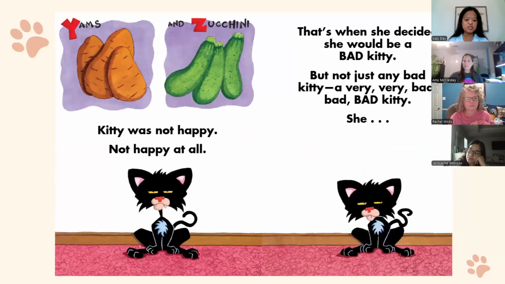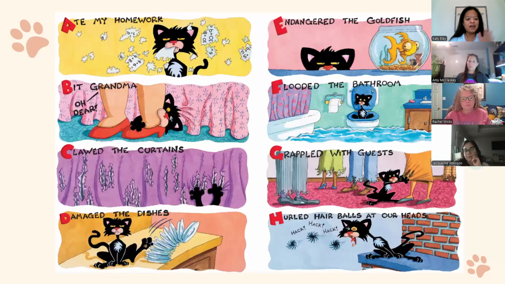And it goes all the way to the end and explains Kitty was not happy at all. Not happy. That was when she decided to be a bad kitty. Not just a bad kitty, but a very, very bad, bad, bad kitty. And you could see that she's plotting something. It goes through all the ABCs, all the ways that she can be bad because she's getting all these healthy foods instead of her usual food. And again, discuss, hey, do you think this is a fictional story? Yes. Why? Why not? Do you think this is nonfiction? Why? Why not?